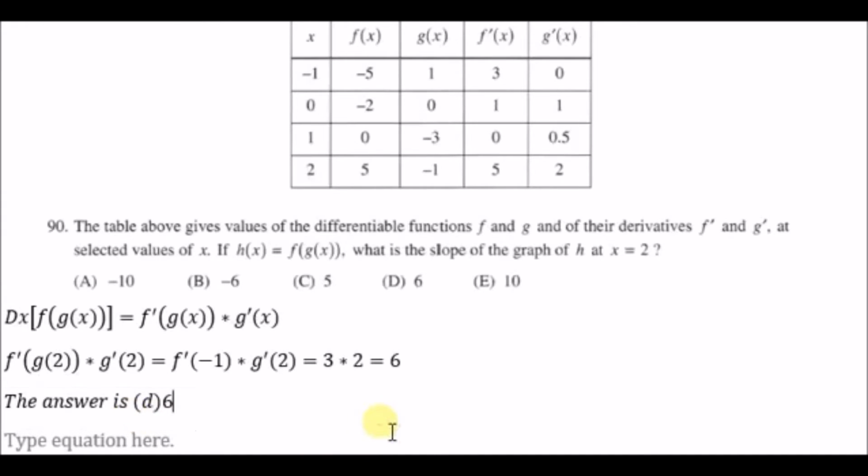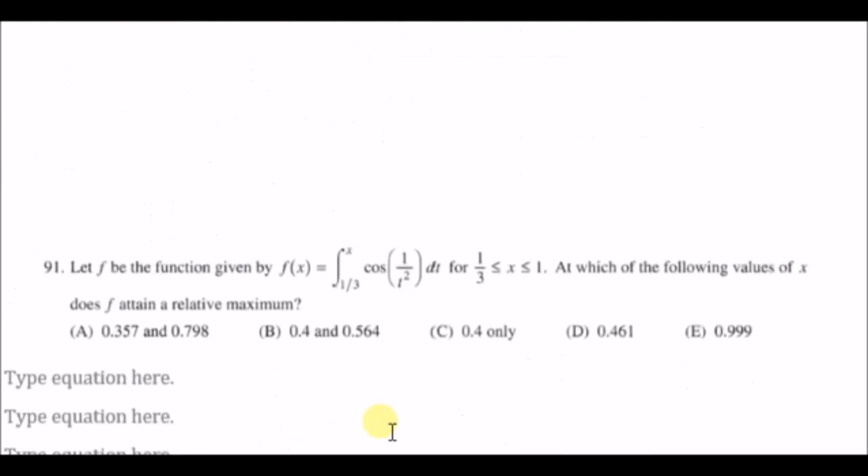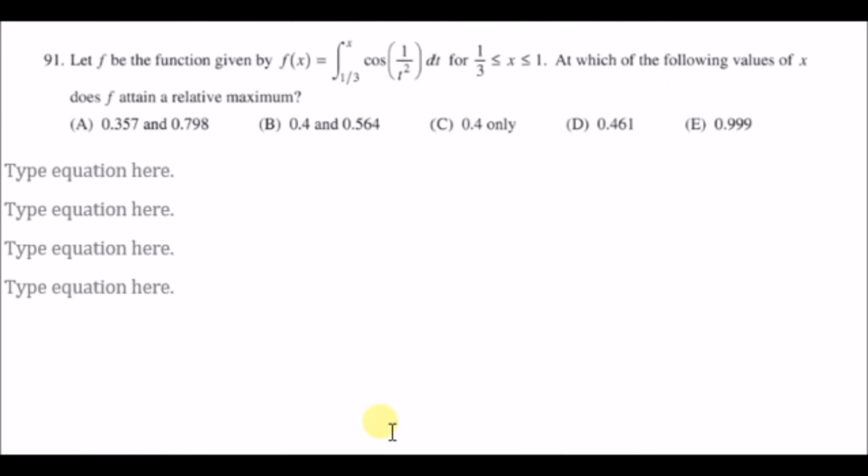Alright, that's problem 90. Now on to problem 91. Okay, so let f be given by the function f of x equals, okay, that looks like a right mess. At which of the following values of x does f attain a relative maximum? So, what we know about relative maximum from calculus AB is that f reaches a relative maximum when f prime changes from positive to negative. So our first order of business here is going to be determining f prime.